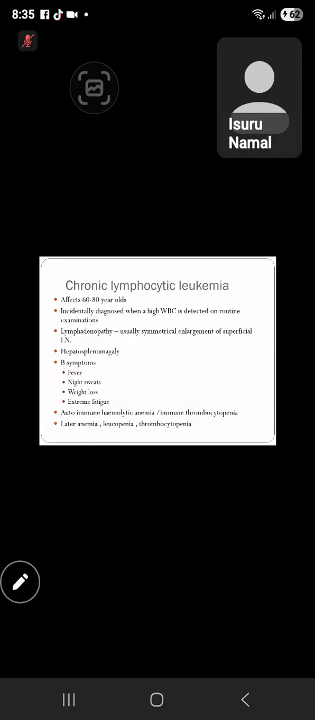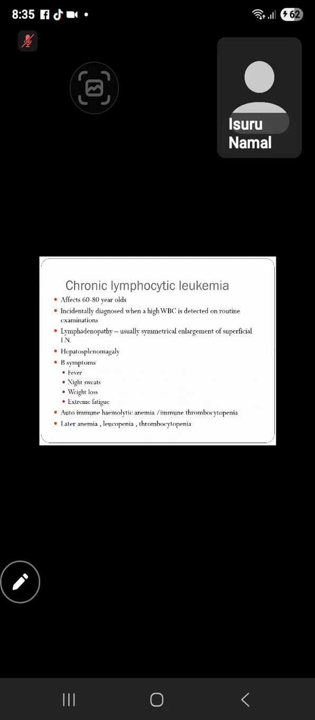Let's move to chronic lymphocytic leukemia. This also plays a major role, especially in leukemic cases, right? This affects 60 to 80 year old people. It is mainly diagnosed incidentally when a high WBC is detected in a routine examination. The main problem is here, right?